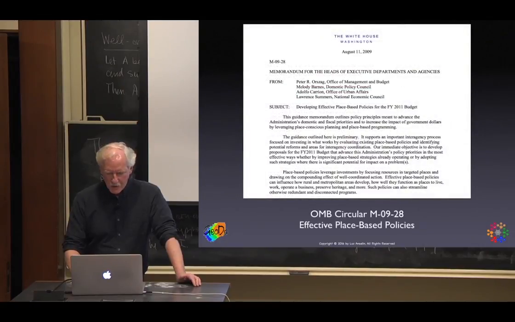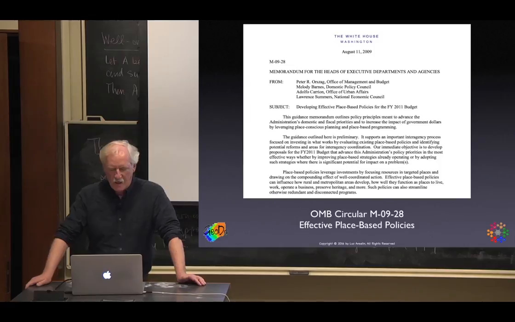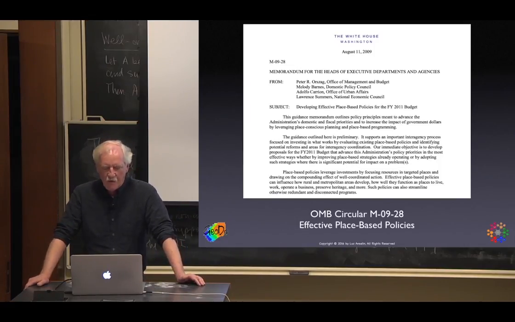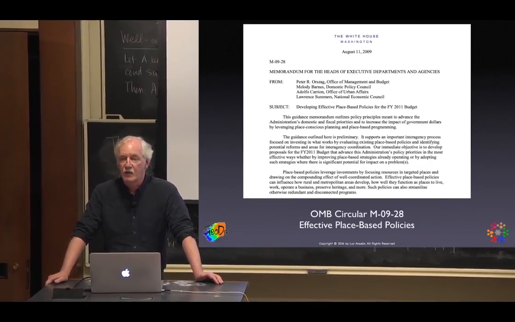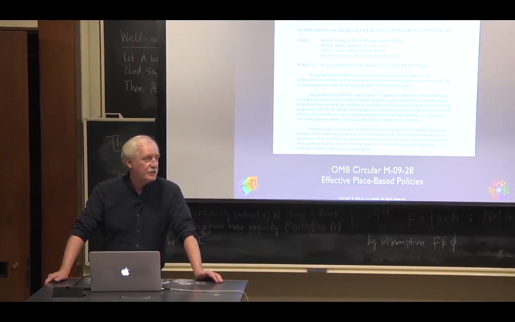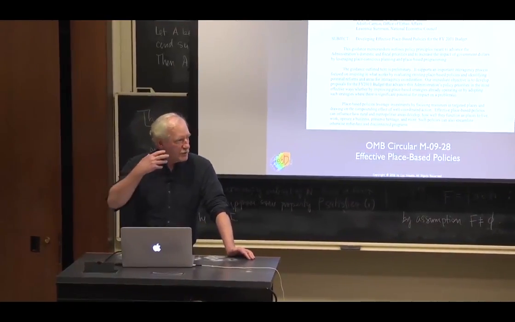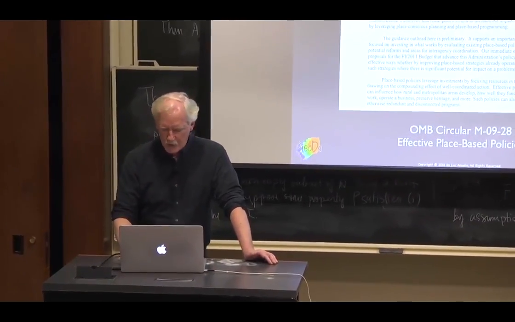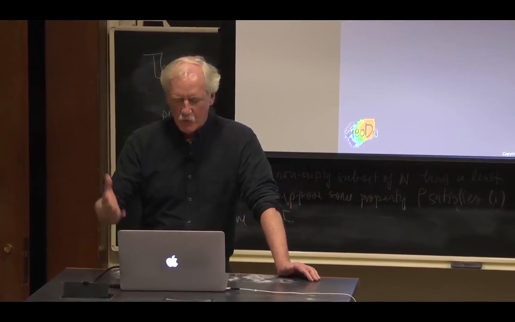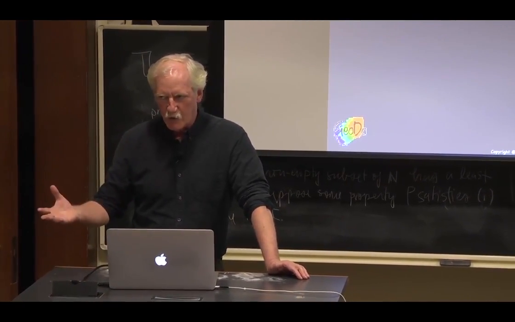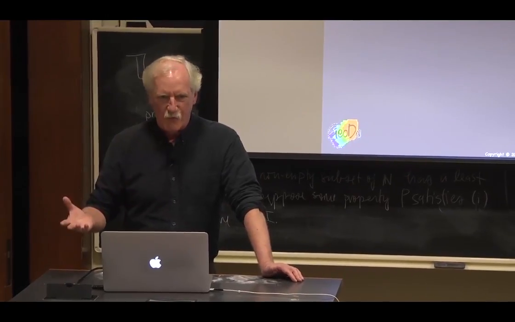And then finally, you may be aware of this, in the beginning of the Obama administration, there was a circular at OMB which promoted effective place-based policies. So again, location, place, space were brought explicitly into the policy analysis, and it's a nice little piece for perspective. Okay, so now we know why we're doing this. What is it that we're doing, right?